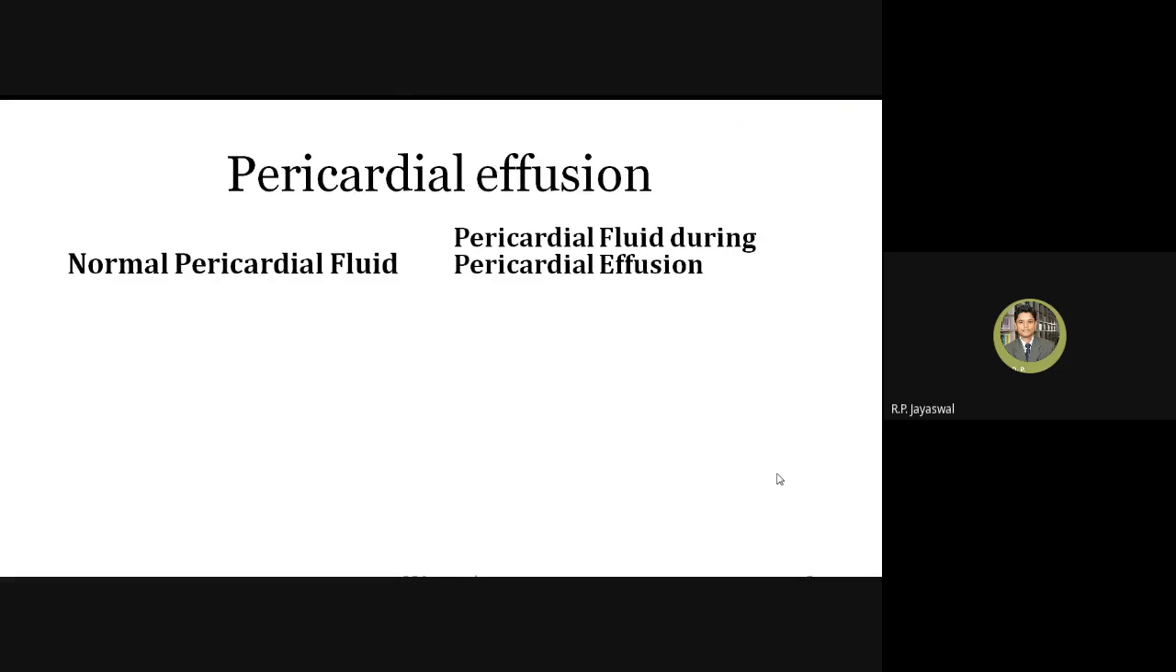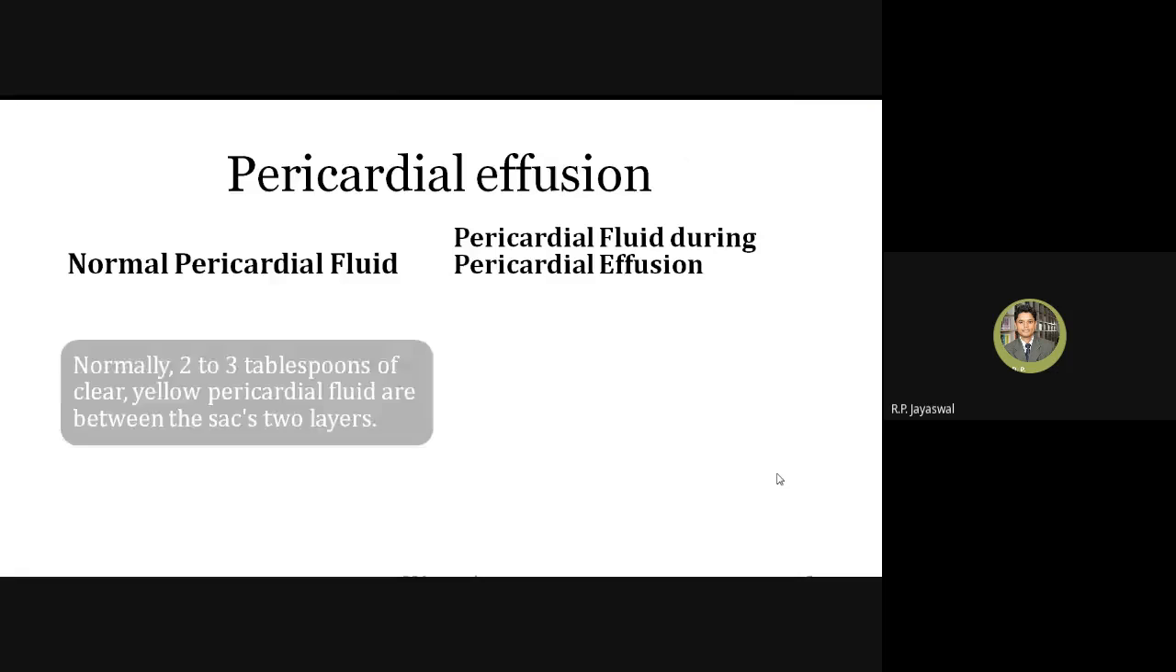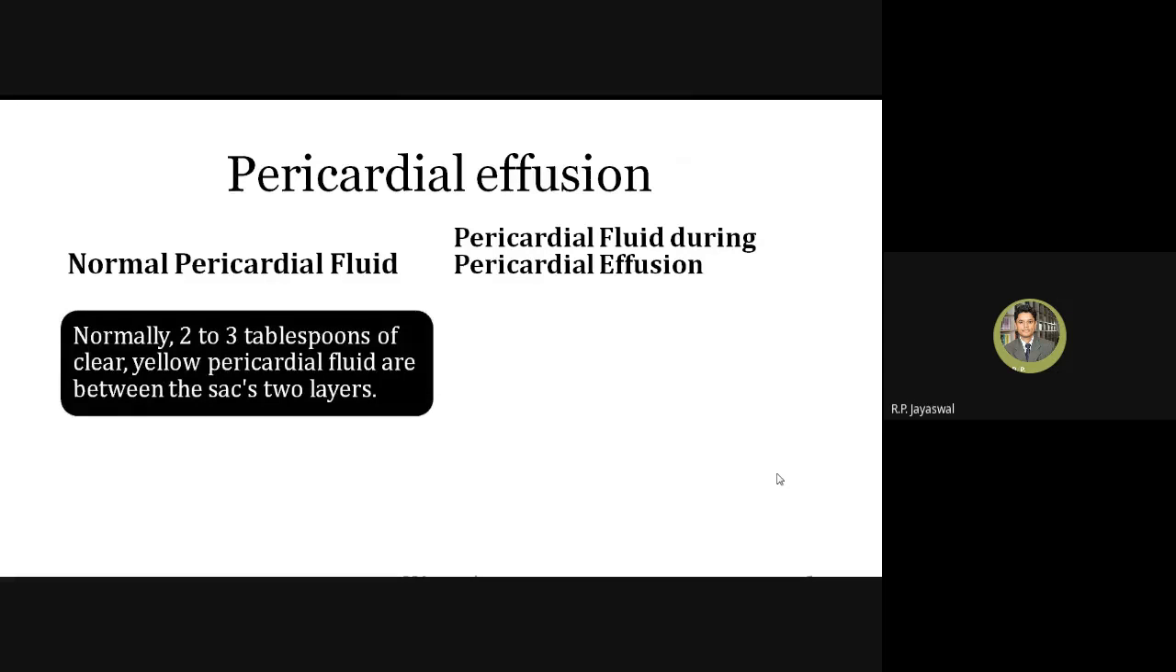Let's look at the comparison between the normal pericardial fluid and the pericardial fluid during pericardial effusion. Normally, 2 to 3 tablespoons of clear yellow pericardial fluid lie between the sac's two layers. This is the double sac layer we have seen: one is a fibrous layer and the other is a serous layer. The fluid lies between the fibrous layer and the serous layer.